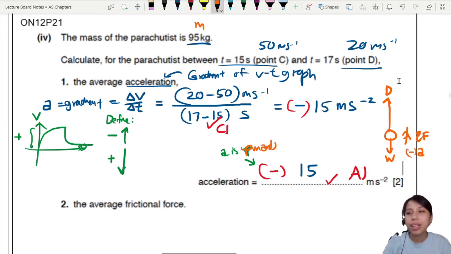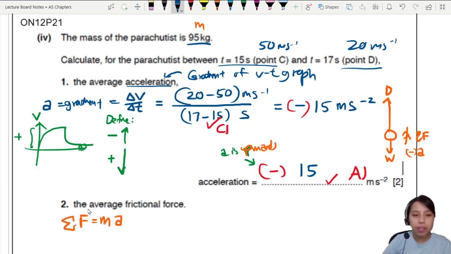You define the system. Okay, so from here, you've got the acceleration. Please define the average frictional force. There's only one equation we can use to find forces, and that's our good old Newton's second law. So let's start with that. Newton's second law says the net force equals mass times acceleration, if mass is constant.